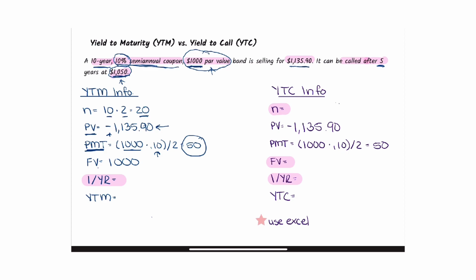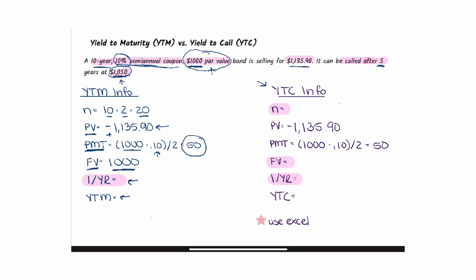And our face value here, future value, is $1,000. This is the par value. This is what you get at the end of the 10-year maturity time. What we are going to do is calculate the semi-annual rate and then use that to get our yield to maturity. Before we do that, we're going to move over to the yield to call info.